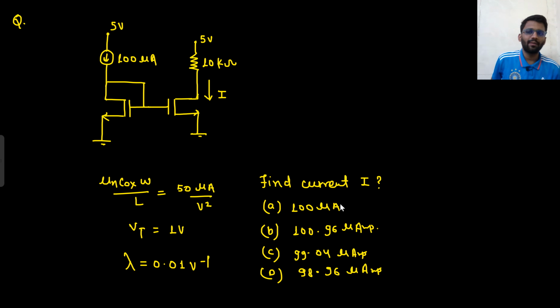In this question you need to determine the value of current I. So what do you see? Both are in a current mirror. So this is 100 microampere, so this will also be 100 microampere. So option A is correct. Wrong.